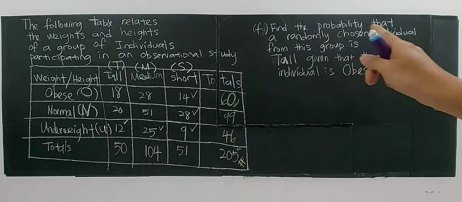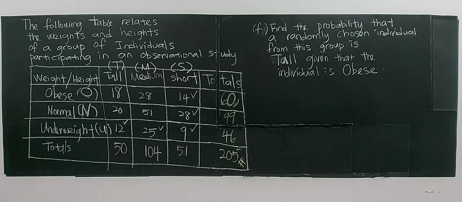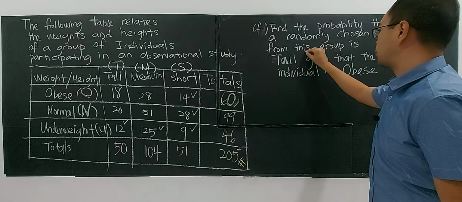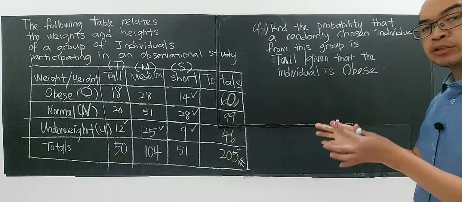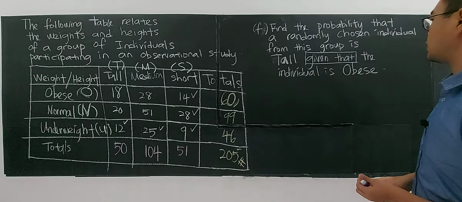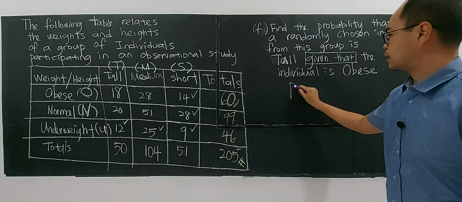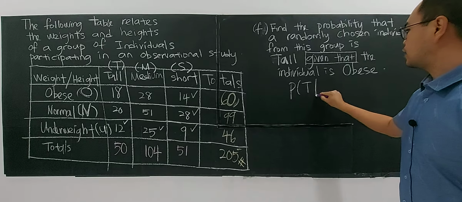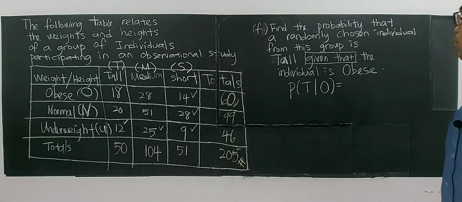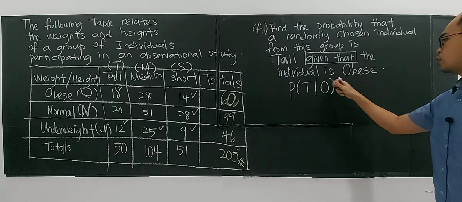Find the probability that the randomly chosen individual from this group is tall, given that. There is a keyword here: given that, it's a conditional probability. Conditional means they give you a specified region. Tall, given that the individual is obese. So the probability that the person is tall, given that the person is obese.